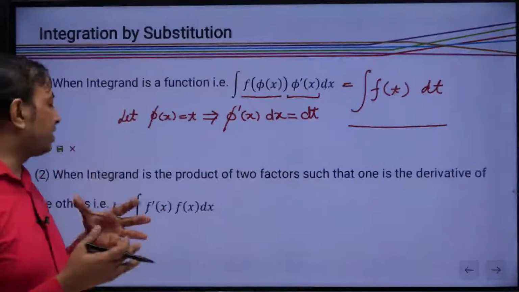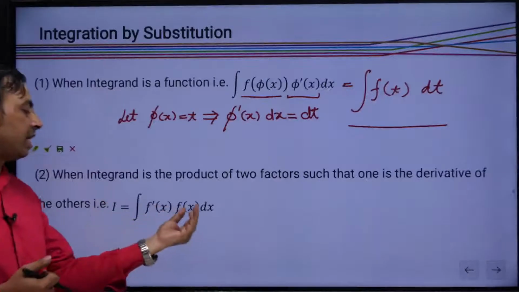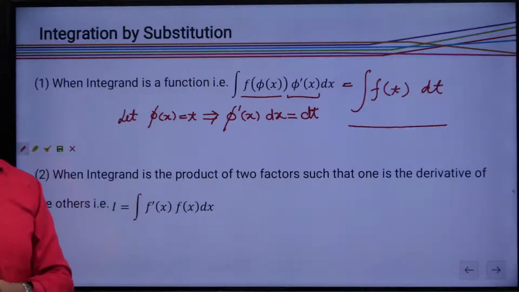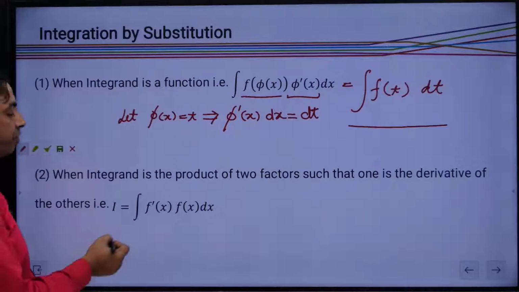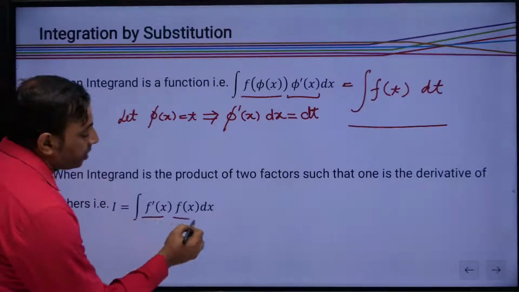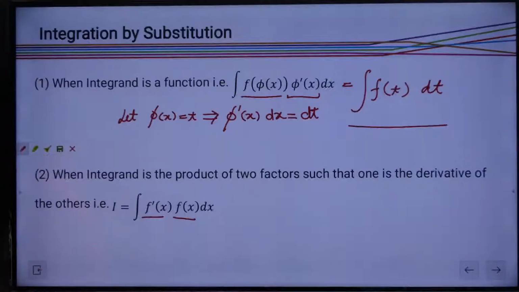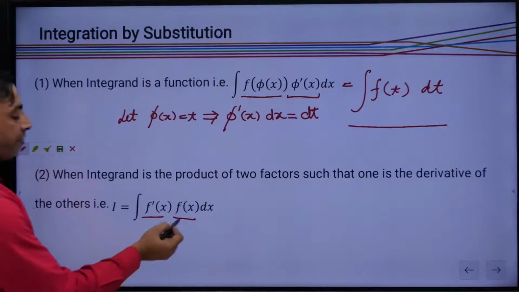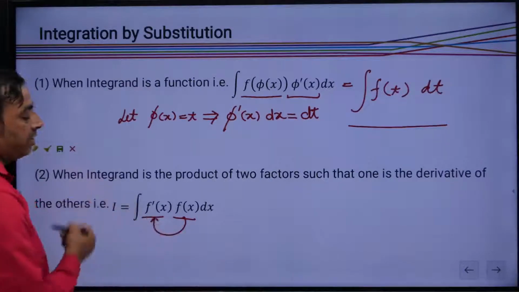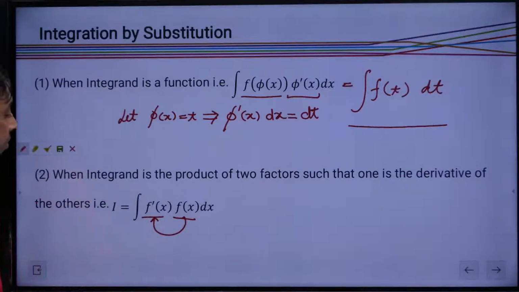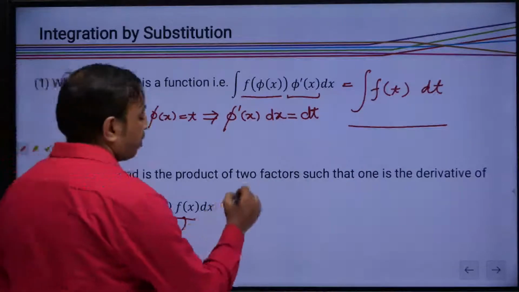And the factor is like that, one factor is a derivative of the other. Okay. So what we have is a situation where there is a product of two functions, but they are derivatives of each other. Basically we have f(x), and the derivative of f(x) is multiplied here. Okay. So in this case also, what will we assume?